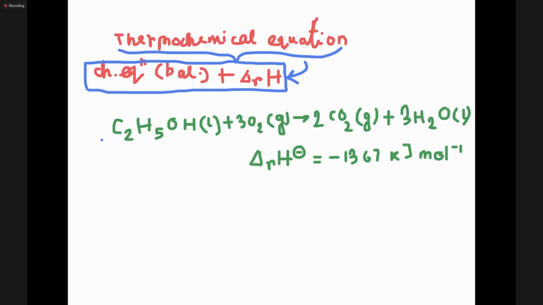So for 1 mole of ethanol, the value is minus 1367 kilojoule per mole. So for 3 moles of oxygen, the value is minus 1367 kilojoule per mole. So this is all about a thermochemical equation, but to illustrate it more vividly, we have to take up another example and we will see how from a thermochemical equation we can derive the data. So we will start with a fresh thermochemical equation.